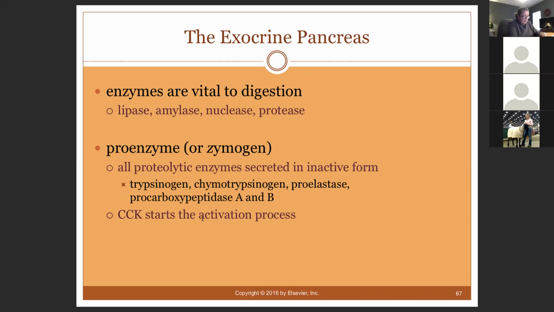Where does the pancreas deposit its digestive enzymes? Into the duodenum, which again, amylase, lipase, and then there are proenzymes, which are secreted inactive, such as trypsinogen. So I talked about exocrine pancreatic insufficiency, when they don't produce enough.